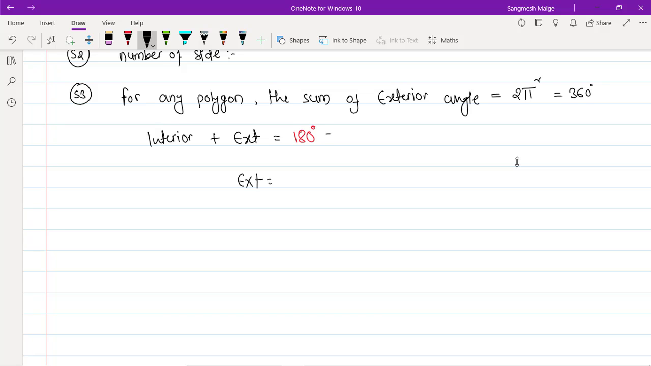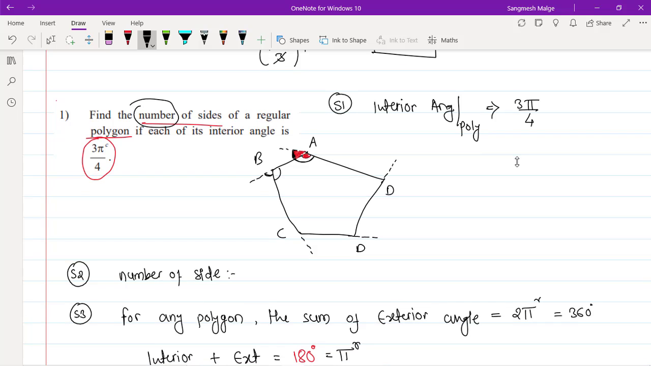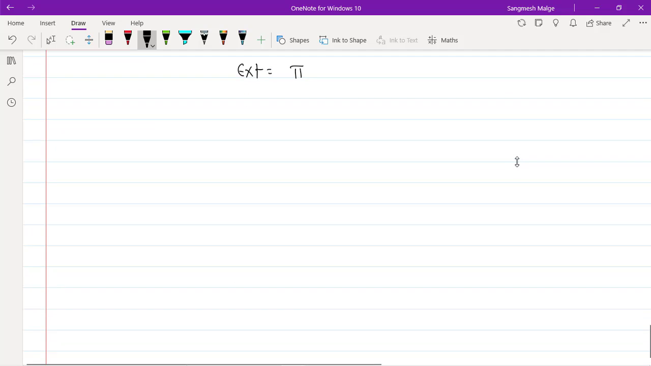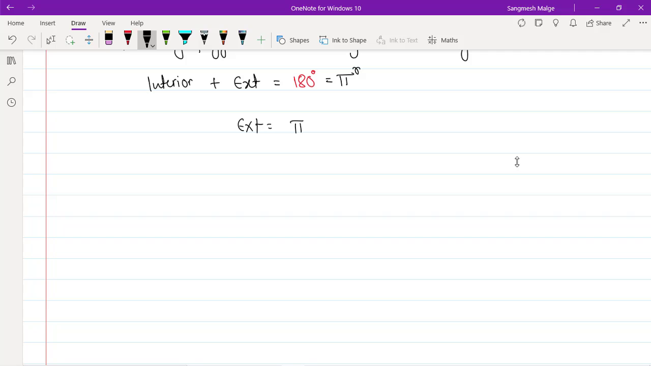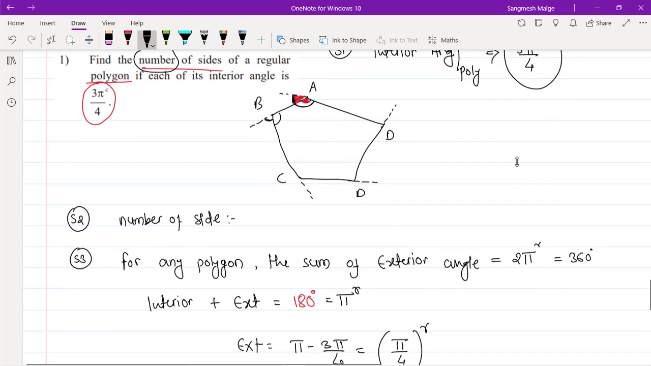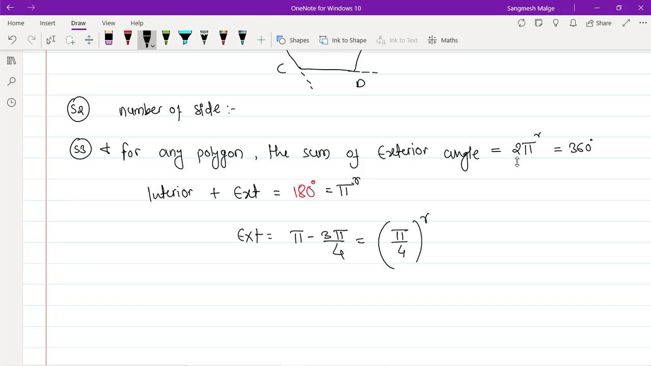So 180 degrees means pi radian. So let's take the pi. Interior angle is how much? They have given 3 pi by 4. So subtract this 3 pi by 4 from this. Pi minus 3 pi by 4. So how much will you get? 4 pi minus 3 pi becomes pi by 4. So how much is the exterior angle? Pi by 4 radian.